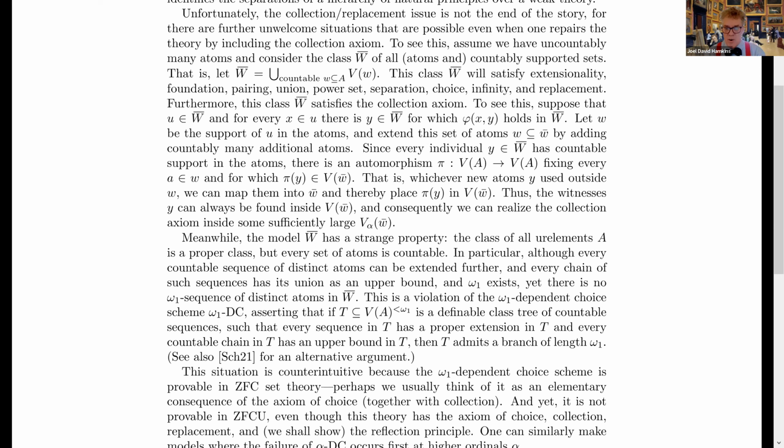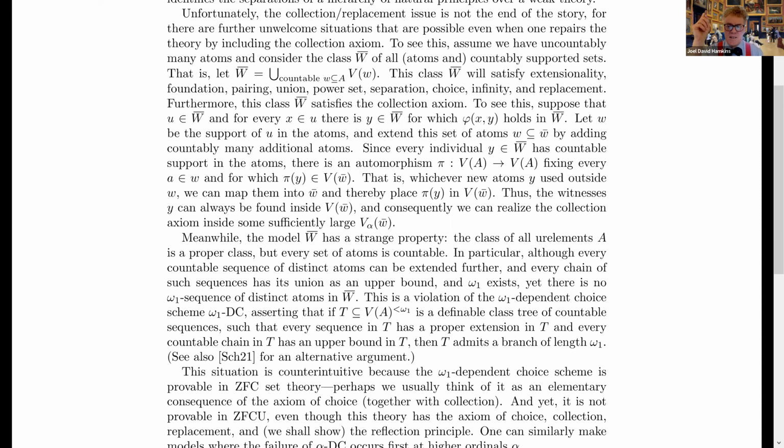If you try to build an omega-1 sequence, the collection of alpha sequences of ordinals is a proper class tree, and it has no terminal nodes, and it's countably closed because any countable sequence, you can take the union, and that's going to be just a longer countable ordinal sequence of urelements. So it's a countably closed proper class tree with no terminal nodes, but there's no branch. There's no cofinal branch through that tree. So that's a failure of what is called the omega-1 dependent choice scheme.